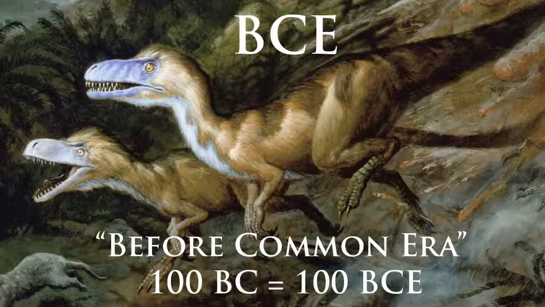Just like with AD, there are some people who want to use the numbers from the BC system, but they don't want to use the title Christ. So some writers use the term BCE, which stands for Before Common Era. The numbers are the same, so the year 100 BC is the same as the year 100 BCE.